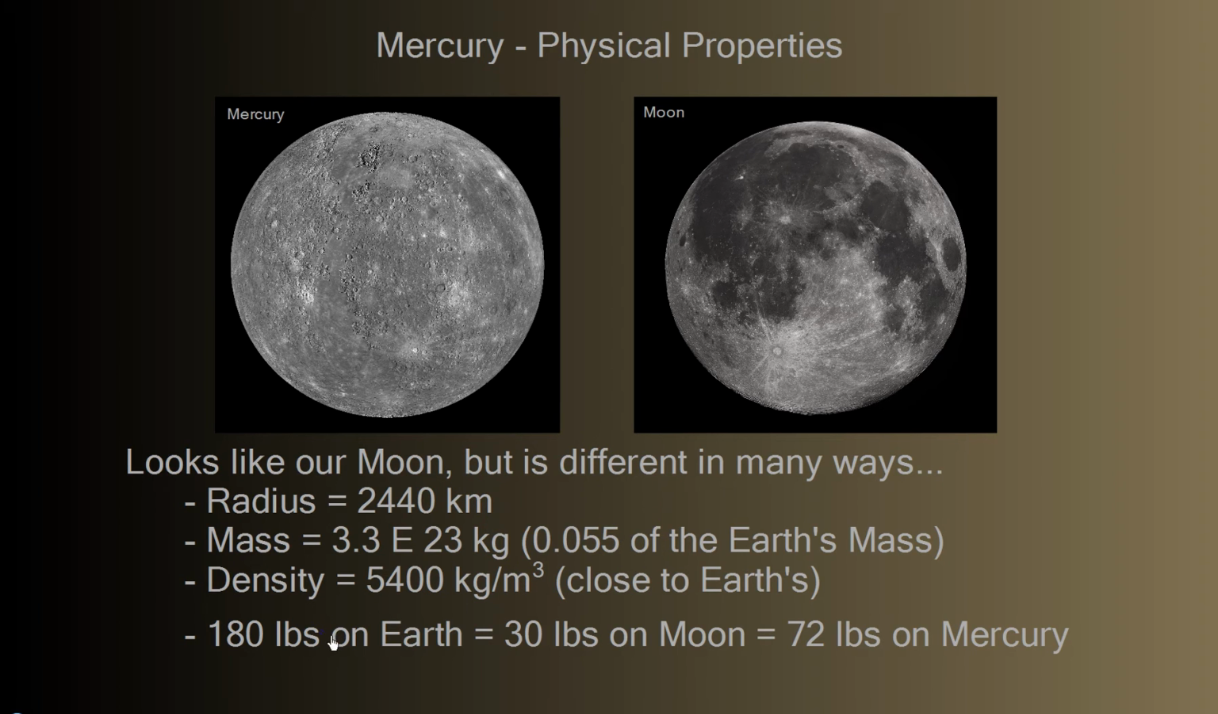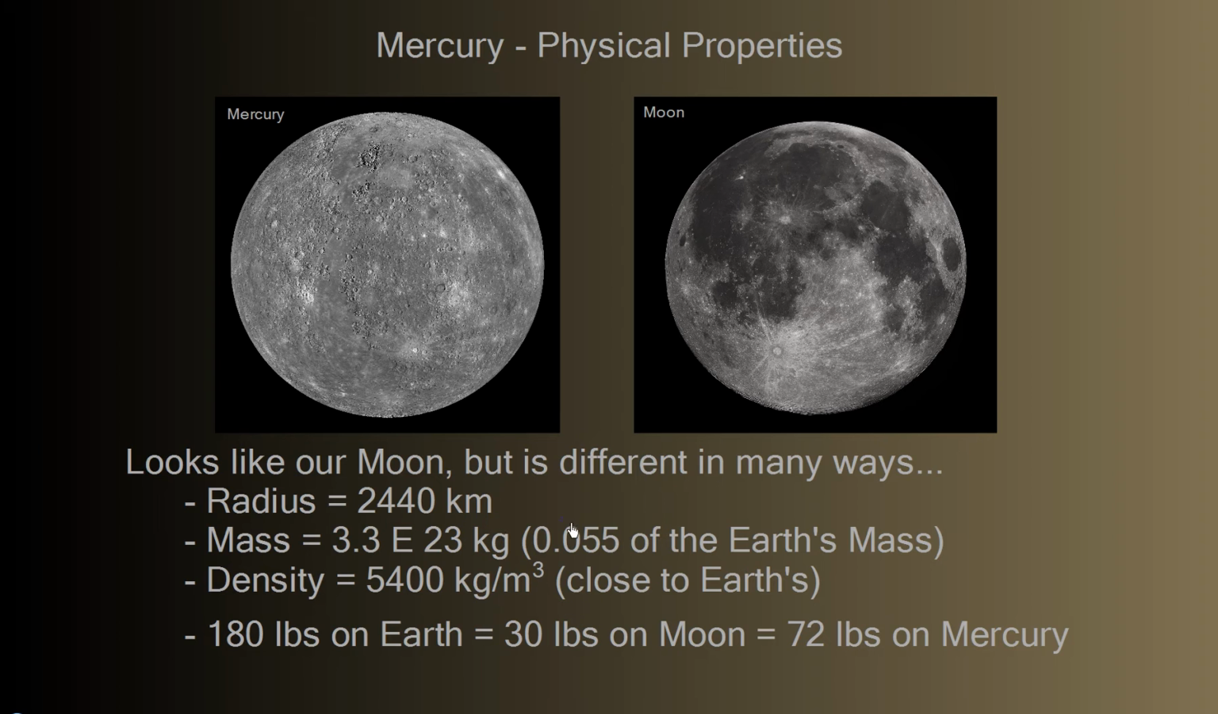If you weighed 180 pounds on Earth, you'd only be a very light 30 pounds on the Moon. Could hop around real easily, and you'd be a bit heavier on Mercury. Not quite half as heavy, but close.